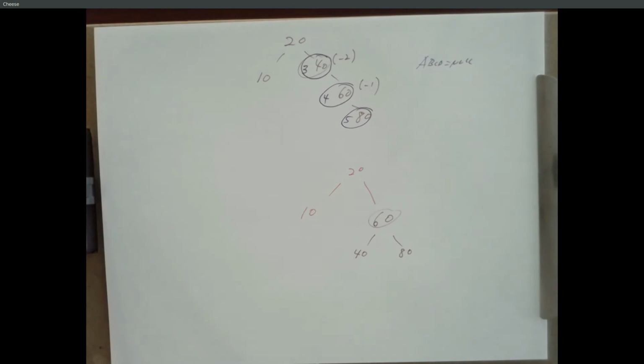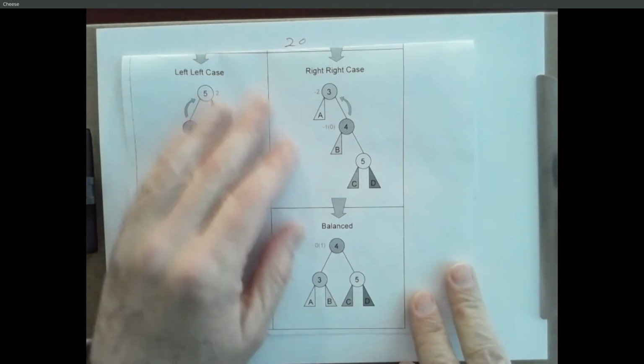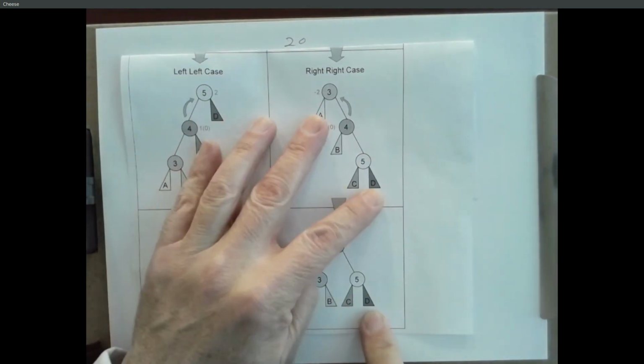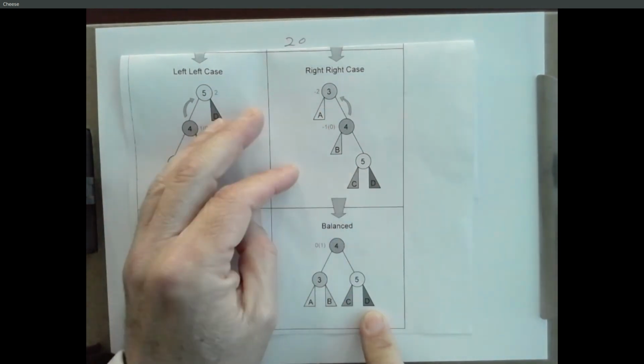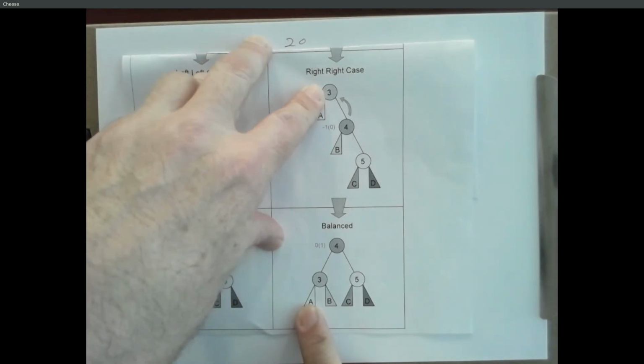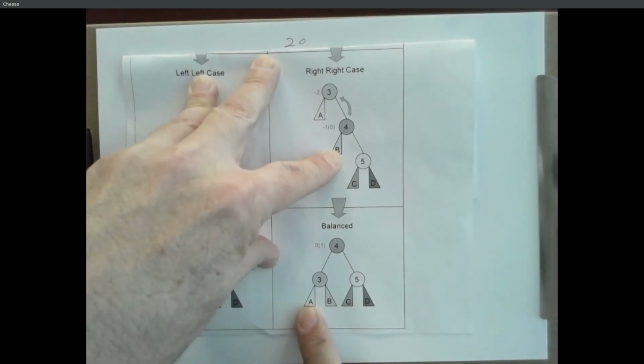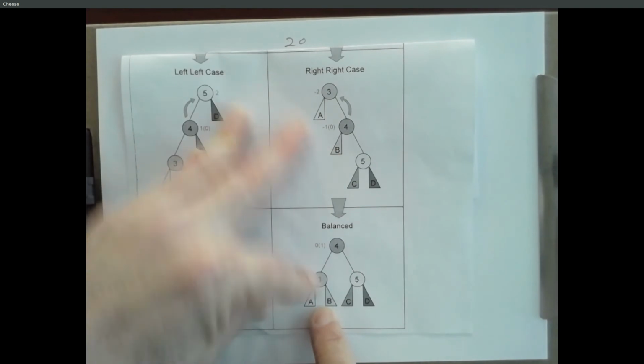All right, still with me? Yes? Did you say this gets problematic if A, B, C, and D are not null? It does not get problematic because they just go along for the ride. So in this case, C and D don't change at all. They're both 5's children. And A is still the left child of 3. The only change is whatever was the left child of 4 now becomes the right child of 3.